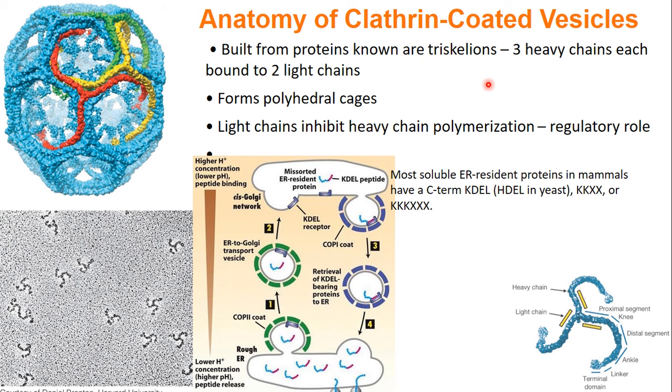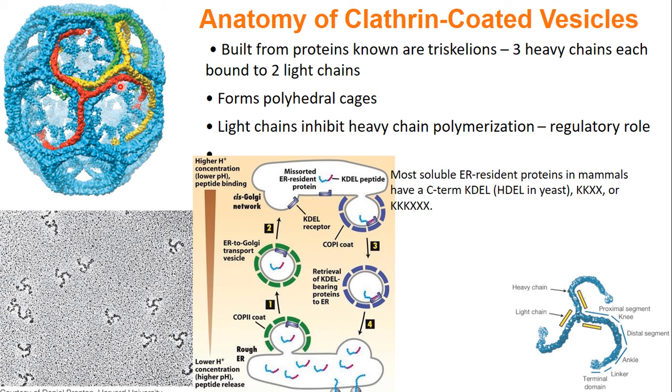So we're going to look at Clathrin to begin. And Clathrin is made out of proteins called triskelions. It's this Y-shaped protein, and it's basically 3 heavy chains bound to light chains. And here is an actual image from an electron microscope. And it forms these cages from these shapes.